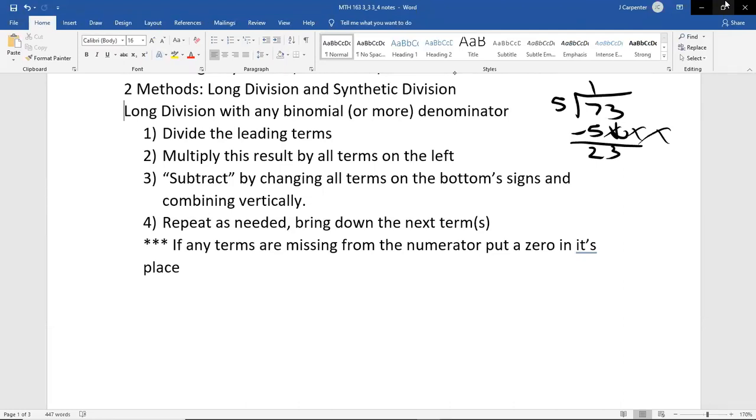And that minus, you might not think to implicitly give it to all of them. So instead of just doing a traditional subtraction, we change all the terms on the bottom sign. So if it was positive, you make it negative. If it was negative, you make it positive. And then you just add vertically. You combine them vertically based on the new signs. So changing all the terms' signs is equivalent to subtracting, because subtracting makes all signs flip.